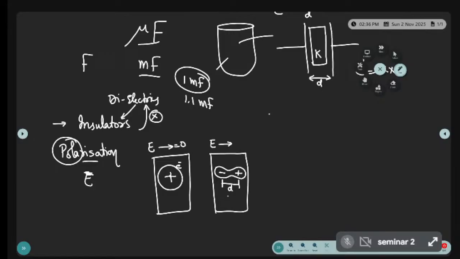Where this is happening, they are dielectric materials. If this is not happening, that is an insulator only. Got the difference? So these are called poles. Polarization. What we say?